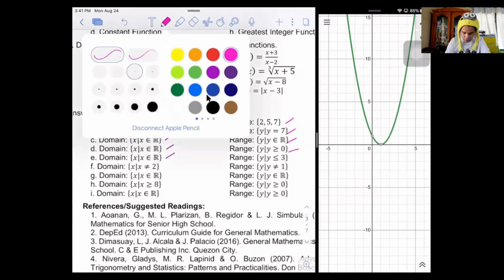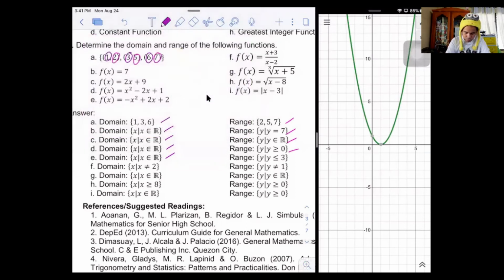For letter F, here we have a denominator nga na ay variable. So, klaro kay ng x dira. So, what number will make our denominator 0? It's obviously 2. So, that is why ang domain is set of all x such that x is not equal to 2. How about for the range?